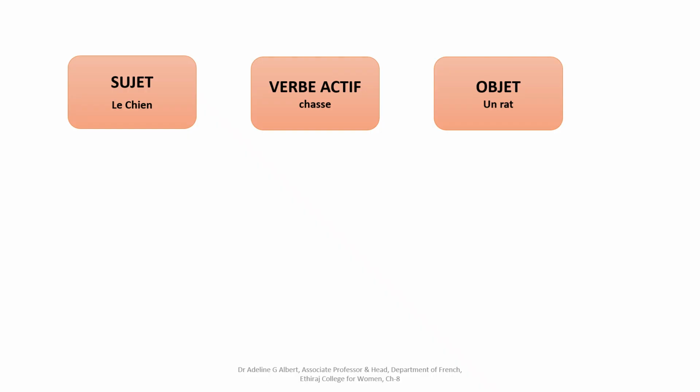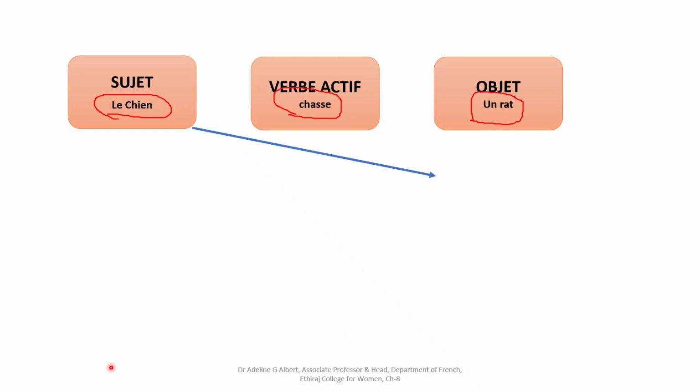So to break it down for you further, let's look at the sentence. I made the subject le chien, the dog. The verb is chasse, to chase. Also means to hunt. Here it means chase. And the object is a rat. Le chien chasse le rat. Subject, verb, object. D'accord?